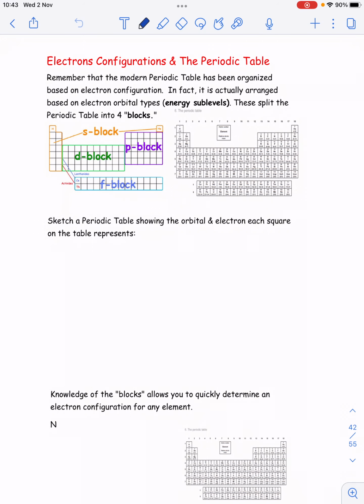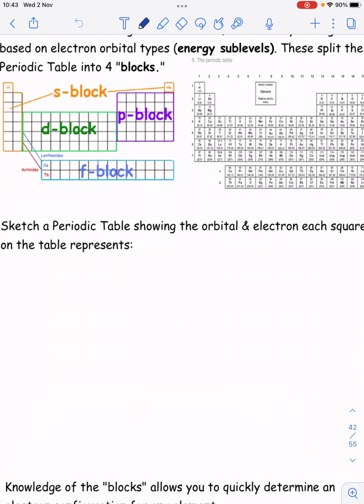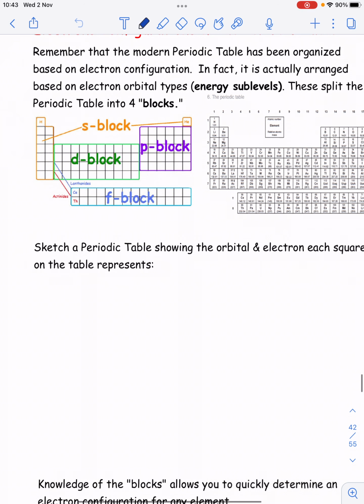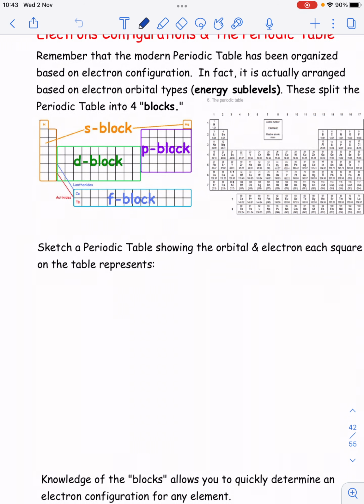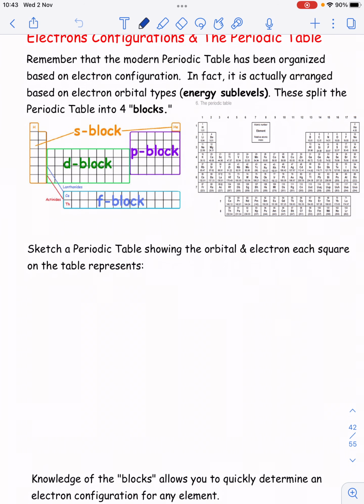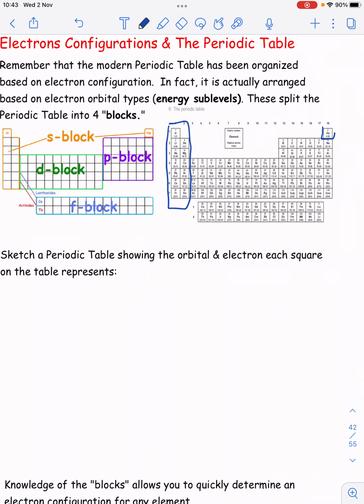Okay, so once we've accepted the idea of orbitals and we've accepted this organization of the periodic table, it becomes really easy to do electron configurations quickly using the periodic table. So the key is to remember that the left two columns are the S block. Also, helium is part of the S block. This right block over here is the P block. The middle section is the D block, and the bottom section is the F block.